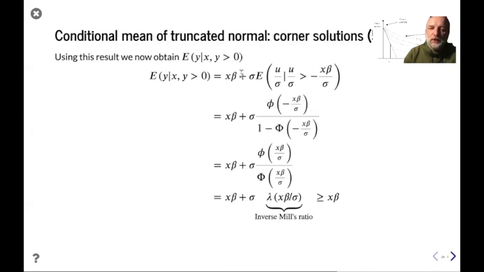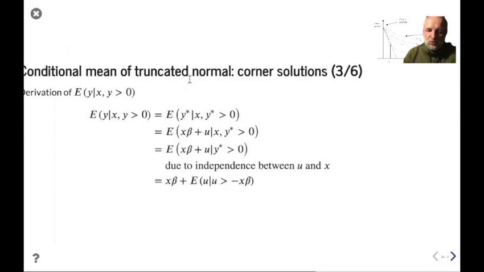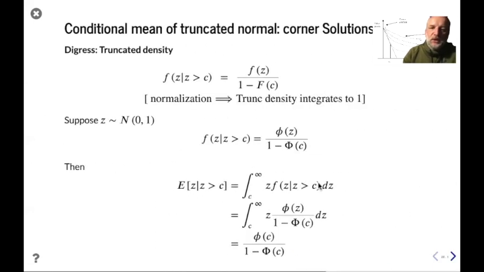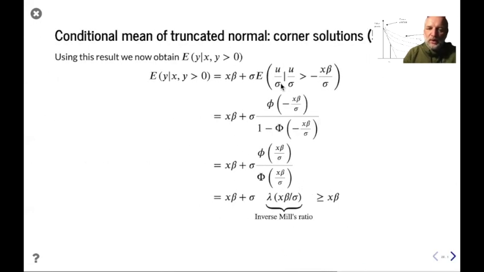So we'll use this, and then remember what we had. We had u, the conditional u was greater than minus x beta. So we're going to rewrite a little bit. We're going to divide through by sigma on both sides and then multiply outside. That's all right, we can do that. But now this is standard normal distributed, and we can use our formula that we had before: our conditional mean for a standard normal distributed variable with a truncation point of minus x beta over sigma.